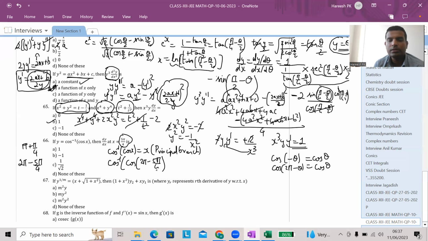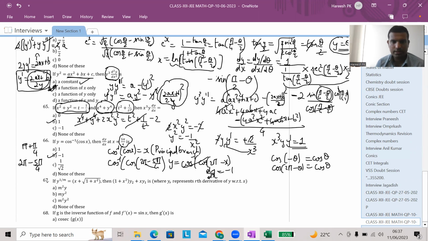Now why do I do this? Because when I write 2 pi minus phi pi by 4 and take LCM, you will get 3 pi by 4. That means it lies within the principal branch. So cos inverse cos x in this question will be written as cos inverse cos 2 pi minus x. And then you can cancel this because 2 pi minus x lies in the principal branch. So this is our function. Y is nothing but 2 pi minus x. So dy by dx will be equal to minus 1. So this is also a direct question.